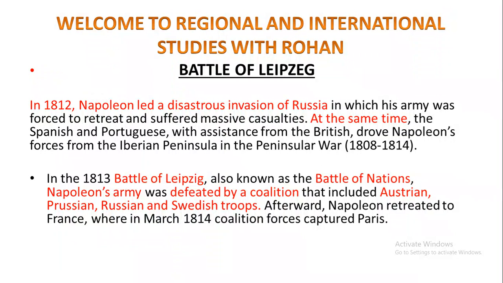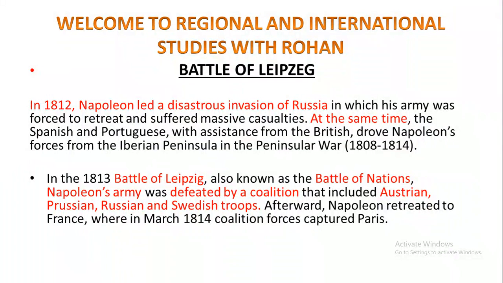At the same time, the Spanish and Portuguese, with assistance from the British, drove Napoleon's forces from the Iberian Peninsula in the Peninsular War, fought between 1808 and 1814. In 1813 came the most important battle for Napoleon Bonaparte, the Battle of Leipzig, also known as the Battle of Nations, because Napoleon's army was defeated by the coalition forces, which included Austrian, Prussian, Russian and Swedish troops.